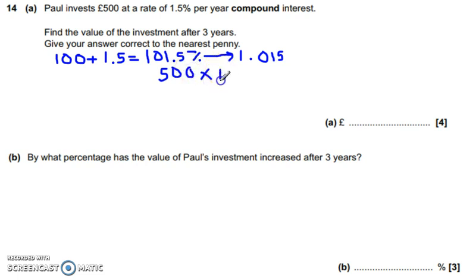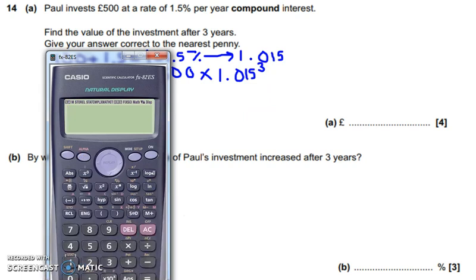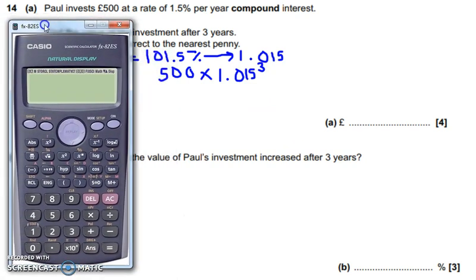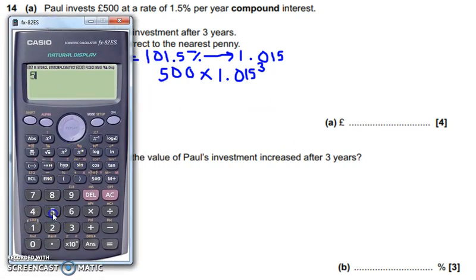So we're going to times it by 1.015, and then that is to the power of the number of years that it's been invested for. So he's doing it for 3 years, so it's going to be to the power of 3. It's going to be cubed. Okay, so I'm going to get our calculator and we're going to use that. So 500 times 1.015 to the power of 3.